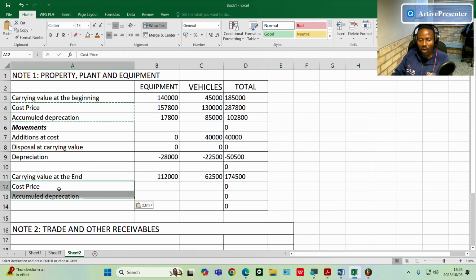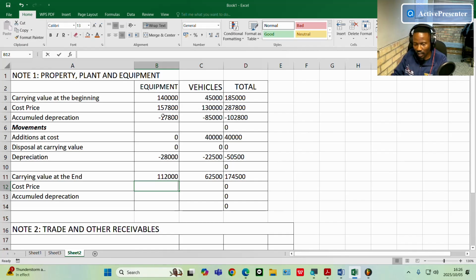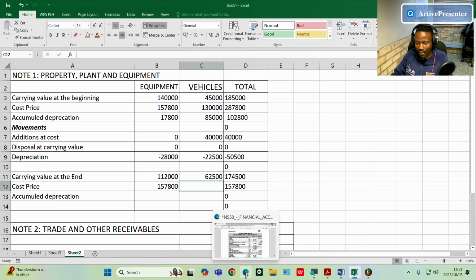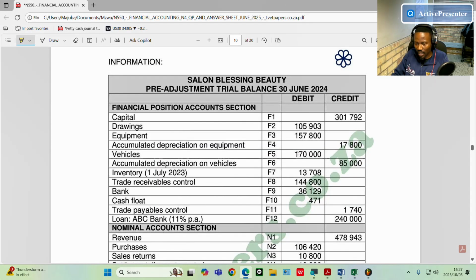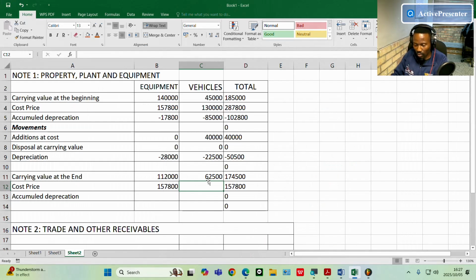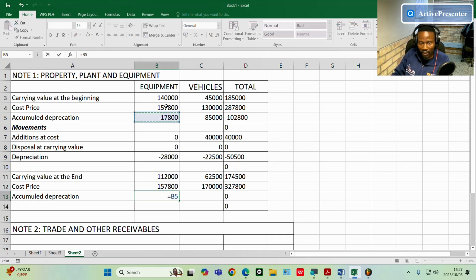How do we do that? Obviously, you take your cost price. So the cost price is still 157,800 here. But now here, the cost price, remember, this is the same here for equipment, but for vehicle it's 170,000. For accumulated depreciation now, you take the accumulated depreciation at the beginning, you add the depreciation that you calculated.